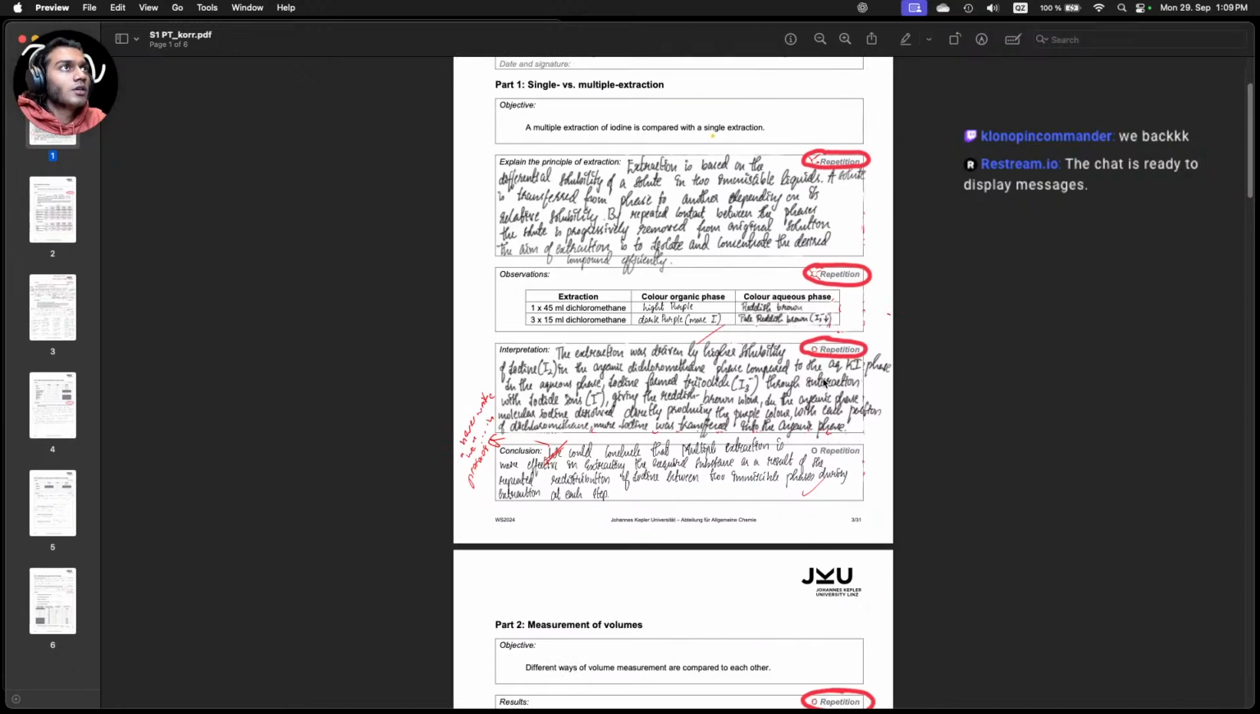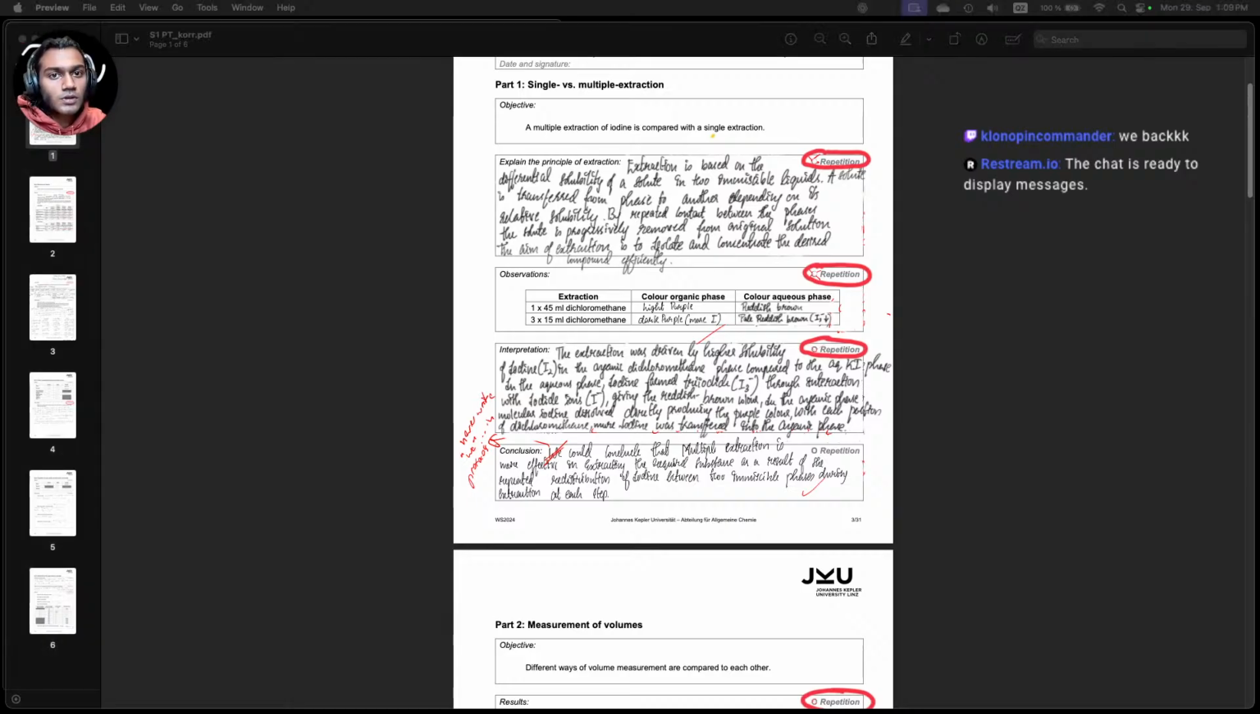Extraction is based on the differential solubility of a solute in two immiscible liquids. A solute is transferred from one phase to another, depending on the relative solubility. By repeated contact between the phases, the solute is progressively removed from the original solution. The aim of the extraction is to isolate and concentrate the desired compound efficiently.